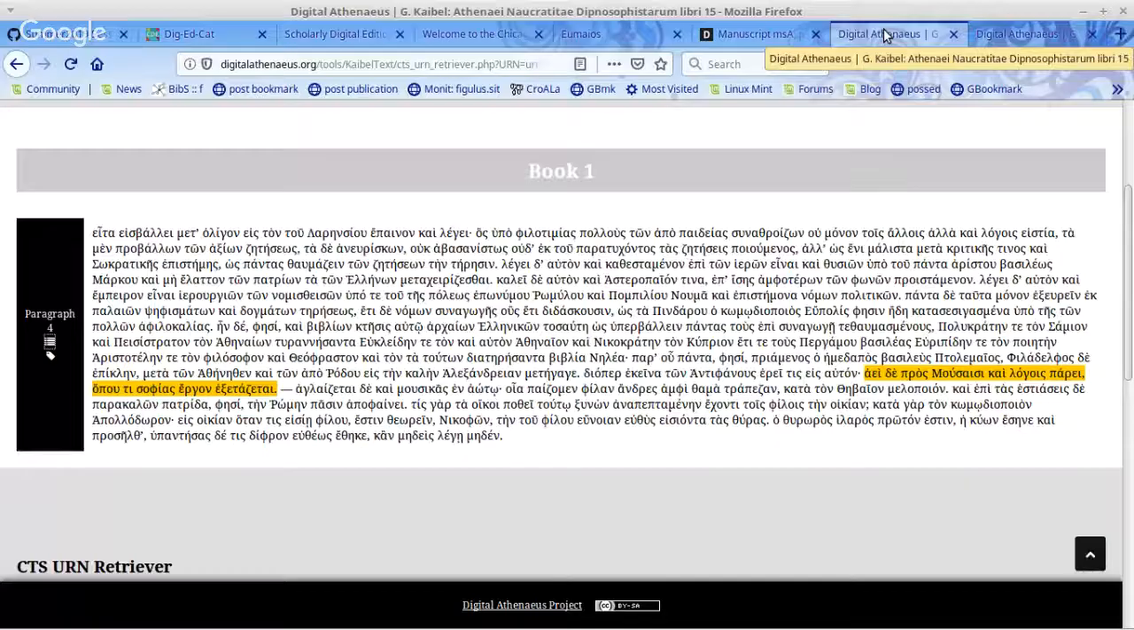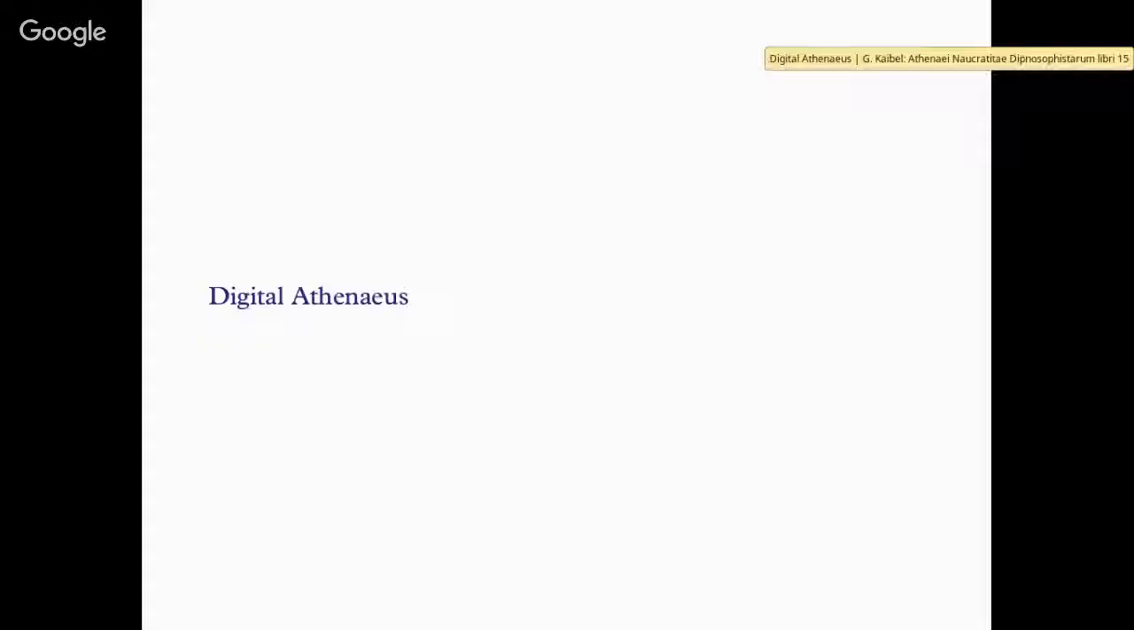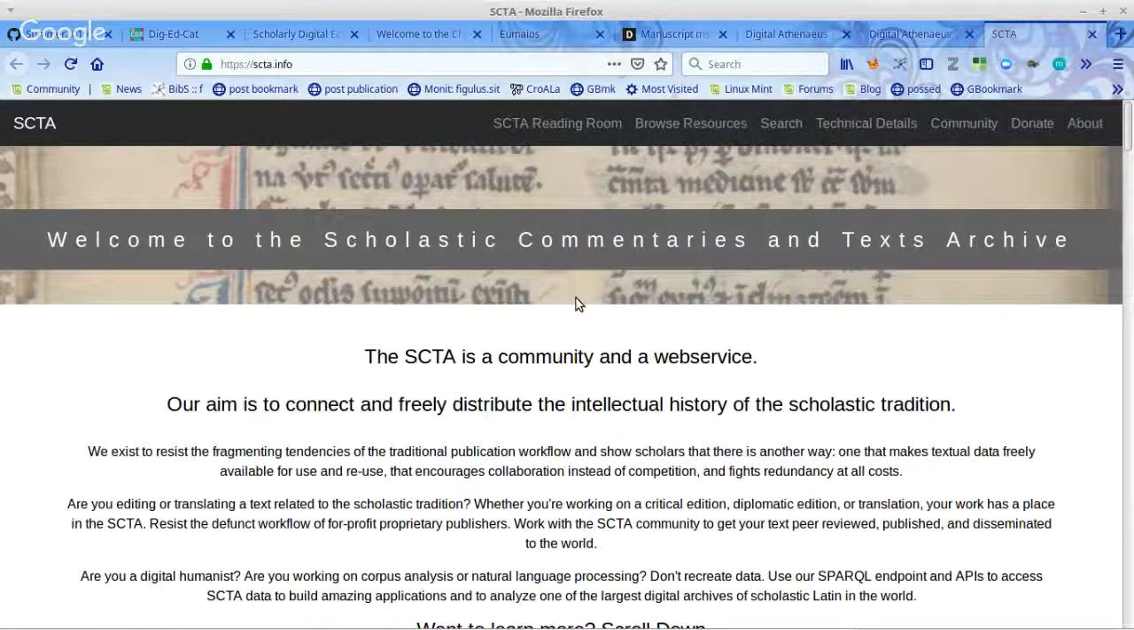So now I will only briefly point to two other examples. First, towards the Scholastic Commentaries and Text Archive, which is an important initiative because it is organized as a group.